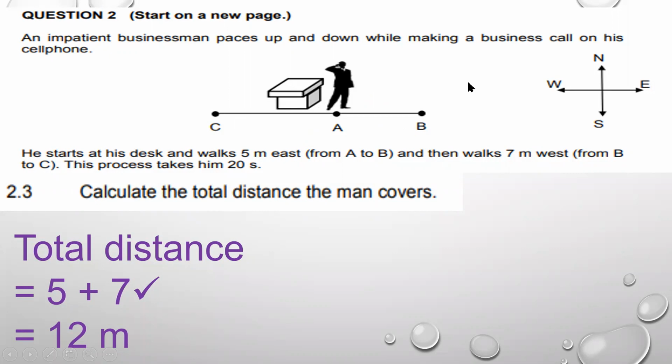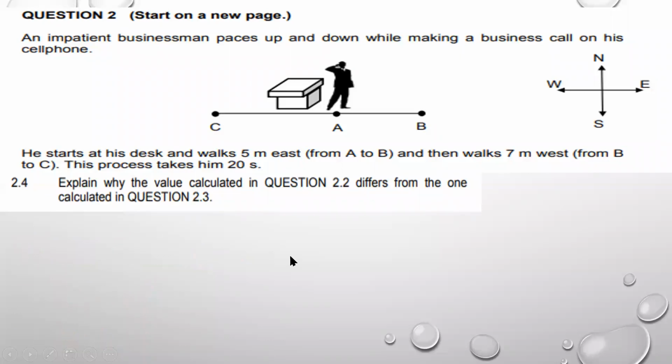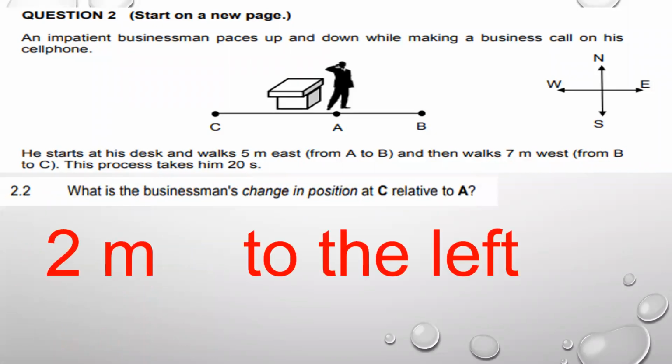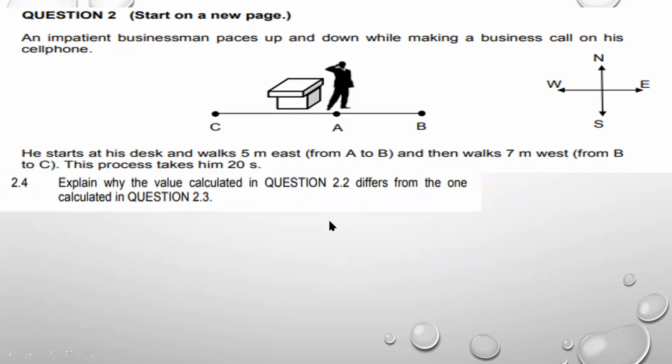So far, asking about distance and displacement. We know distance is a scalar quantity and displacement is a vector quantity. Next question, let's see what they ask. Explain why 2.2 is different from 2.3. Let's remember 2.3 is distance and 2.2 is displacement, change in position. So they're asking what's the difference between distance and displacement?